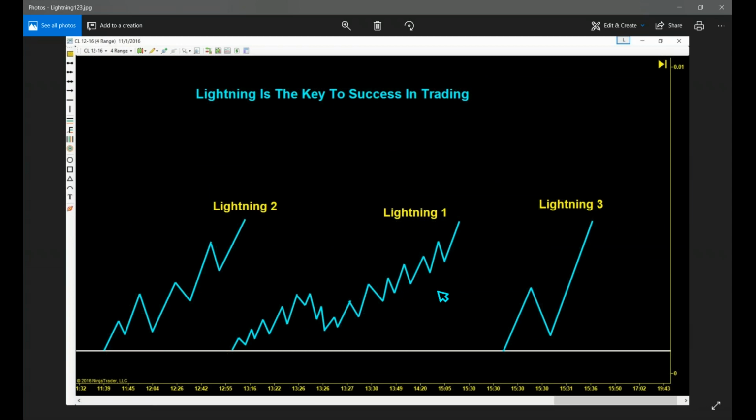Okay, this one I just drew by hand, but it's realistic as far as it goes. This is Lightning 1, this is Lightning 2, and this is Lightning 3. And this one only has one identified swing. See it? You have a low, you have a high, you have a higher low, and it did finally break that high. So that's an identified swing.